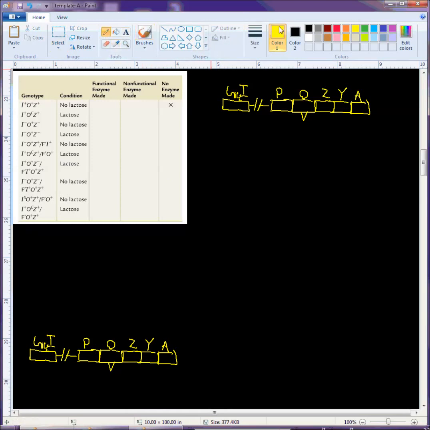Okay, so our first question here is, what is the question for 16.6? For the genotypes and conditions, lactose present or absent, shown in the following table, predict whether functional enzymes, non-functional enzymes, or no enzymes are made. Okay, so our first one is done for us, pretty much. lac I plus, lac O plus, lac Z plus. So everything is plus here. Okay, great.